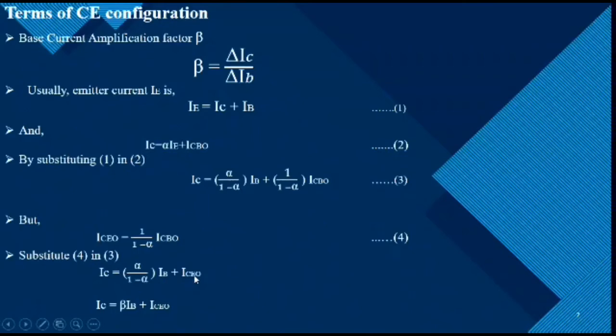But here, this term alpha divided by 1 minus alpha I have written as beta. Why I have written this as beta can be explained in the next slide. So finally we can write collector current is equal to beta into IB plus ICEO.